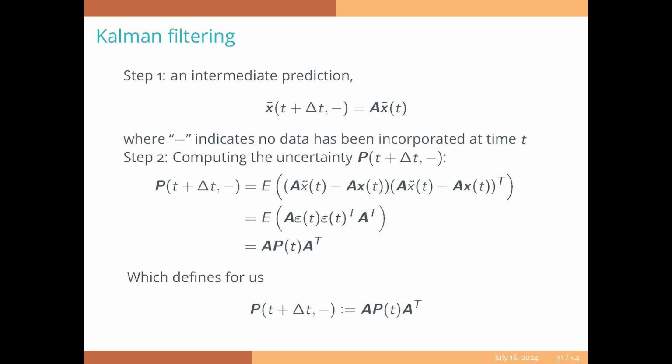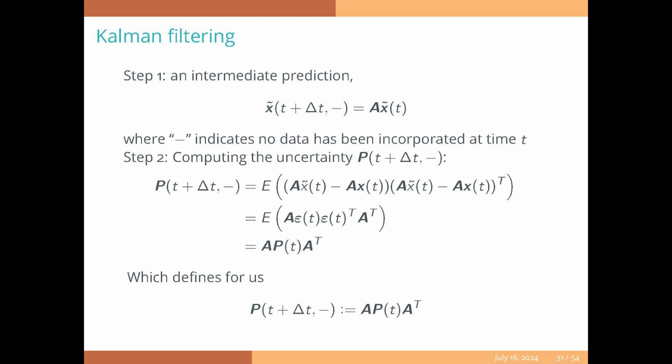What we had was a background. If we didn't have data at t plus delta t, the best thing that we can do is to just step the model forward using our numerics. So that gives us a background estimate. We've introduced this notation of a minus sign that indicates no data has yet been incorporated at time t.